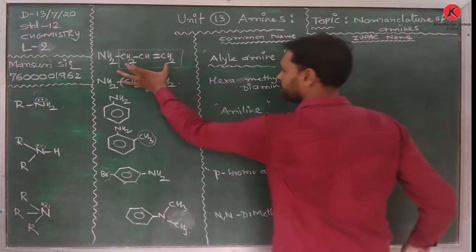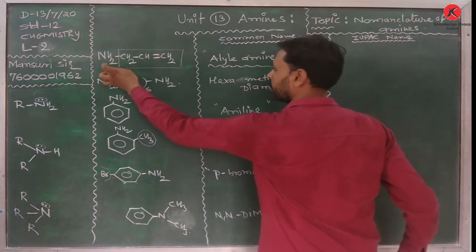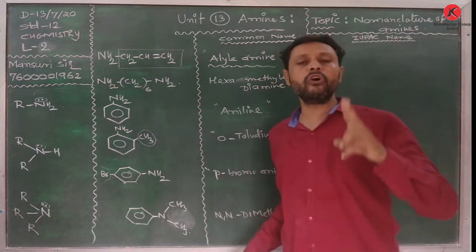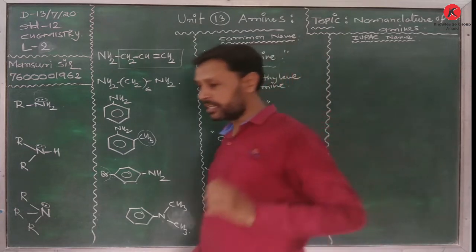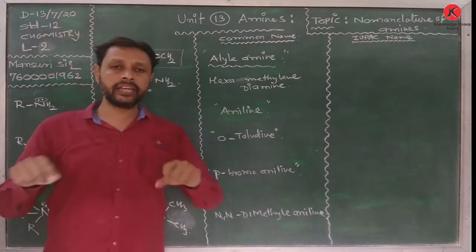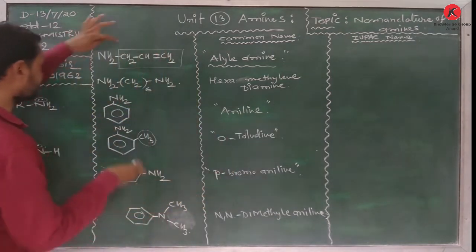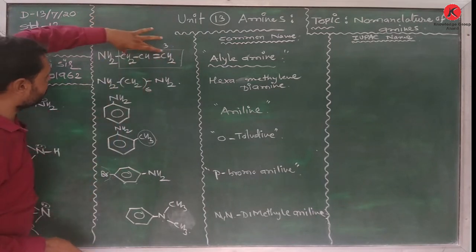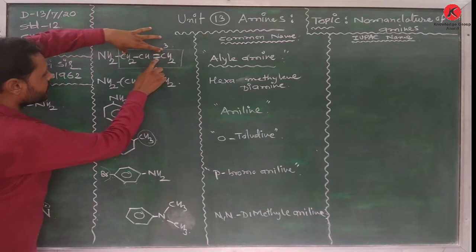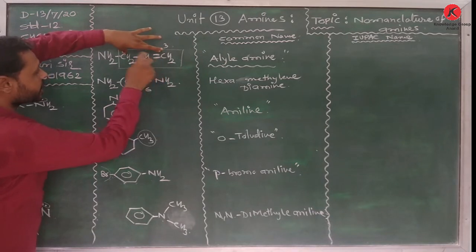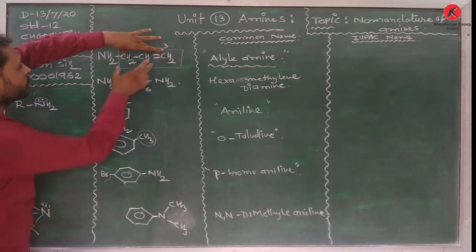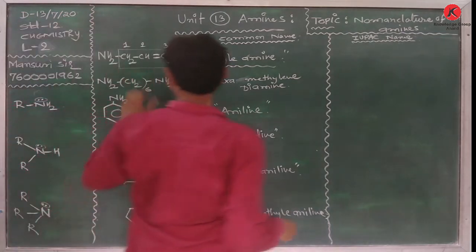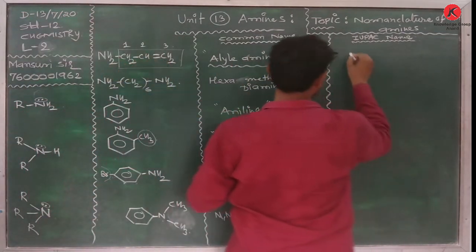Here allyl amine, but the amine and double bond, both groups are present. Which is more reactive? NH2 is more reactive. If the more reactive group is attached in the longest carbon chain, then it should have the lower number. So this is carbon number 1, this is 2, this is 3. Now this is prop, first number and second. The ene is on the second position. That is why we use the word propene, and amine on first number. So prop-2-en-1-amine. This is the IUPAC name.